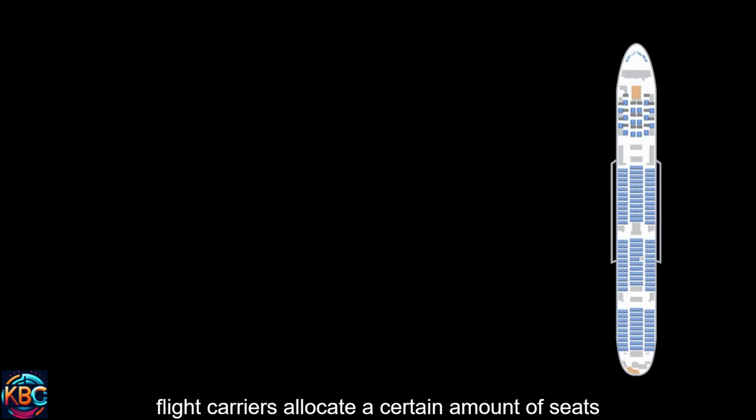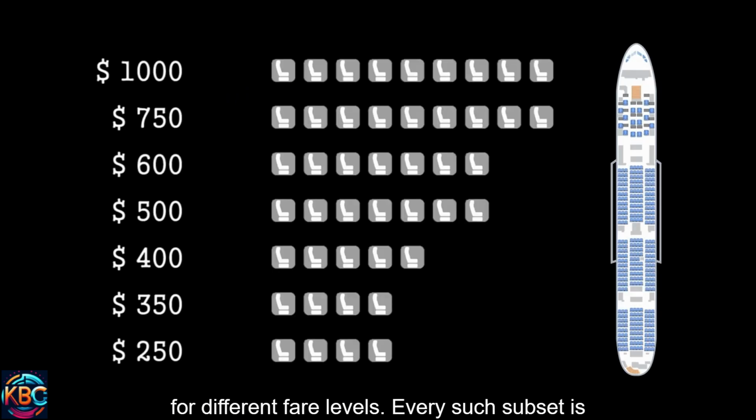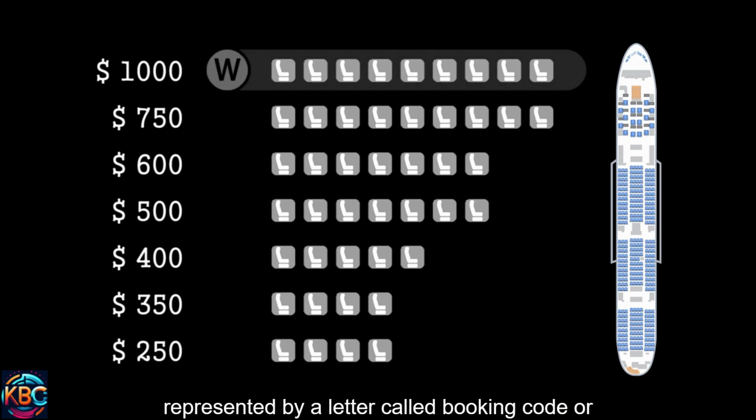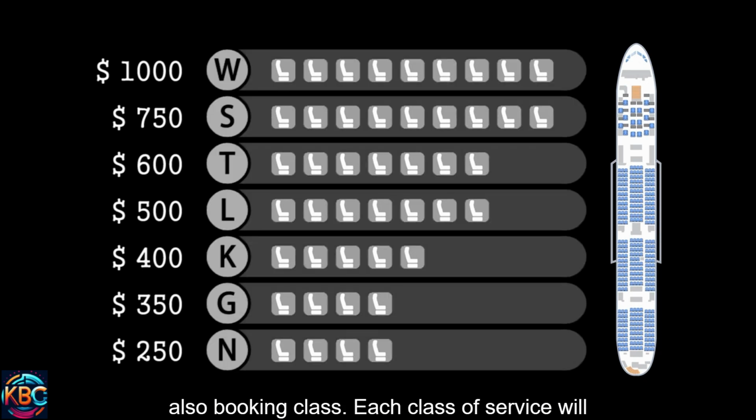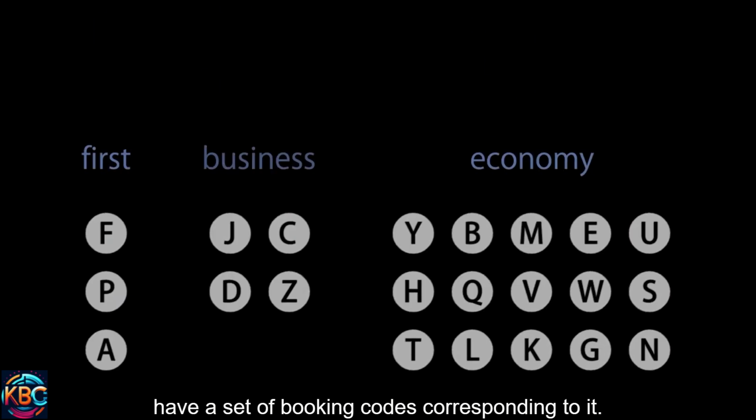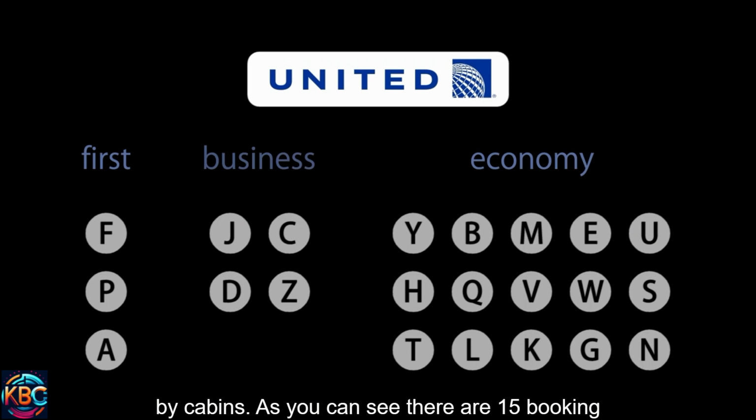On every flight, carriers allocate a certain amount of seats for different fare levels. Every such subset is represented by a letter called booking code, or also booking class. Each class of service will have a set of booking codes corresponding to it. Here is how United distributes its booking codes by cabins.